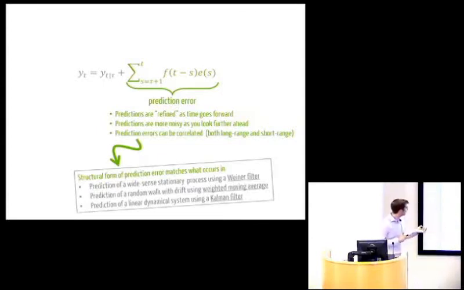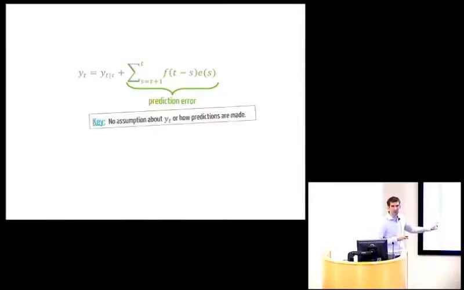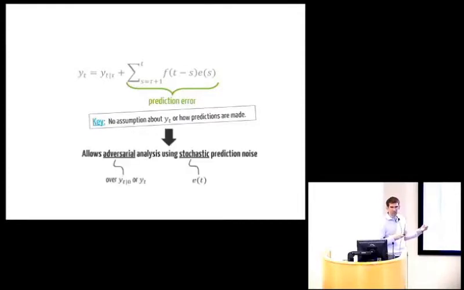And it's really nice, so you get a structural form that matches what comes out if you had made predictions using a weighted moving average, Wiener filter, Kalman filter, and these sorts of things. So it generalizes the error you would have had if you had started with a stochastic process and put this filter on top of it to make predictions. But we don't make any of those assumptions. We basically have a stochastic assumption on the noise and a worst case assumption on the instance.